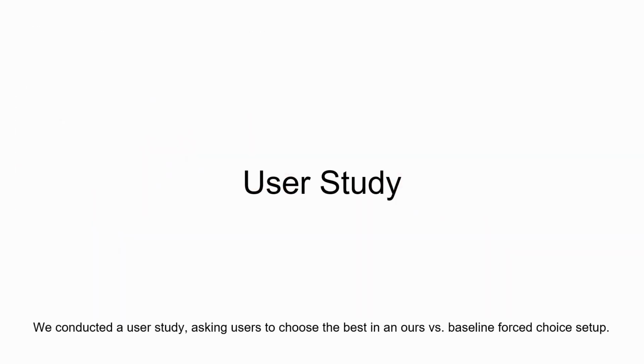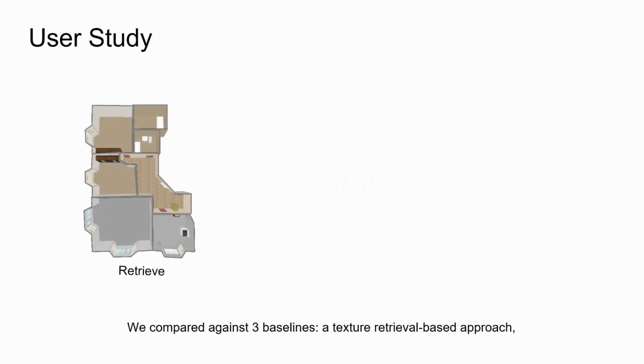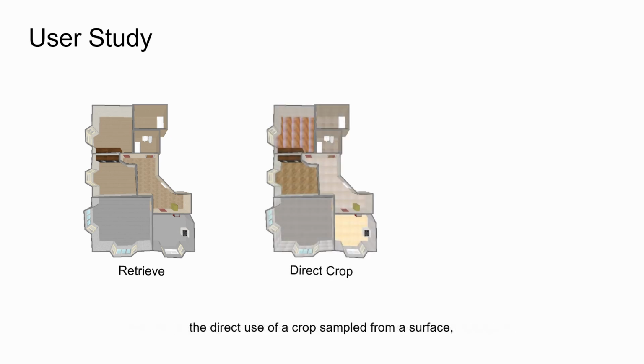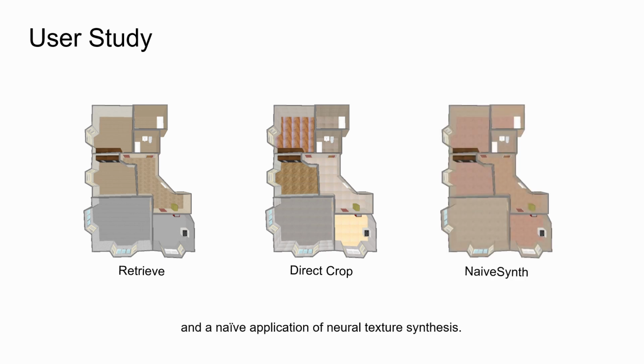We conducted a user study, asking users to choose the best in an ours versus baseline pairwise setup. We compared against three baselines: a texture retrieval-based approach, the direct use of a crop sampled from a surface, and a naive application of neural texture synthesis. Our method was preferred over each baseline about 70% of the time.